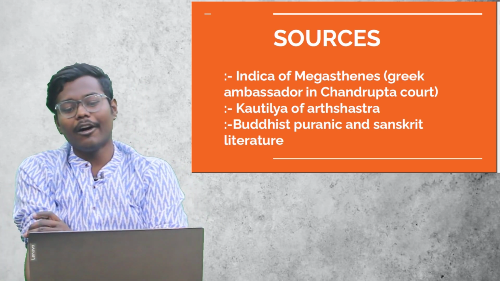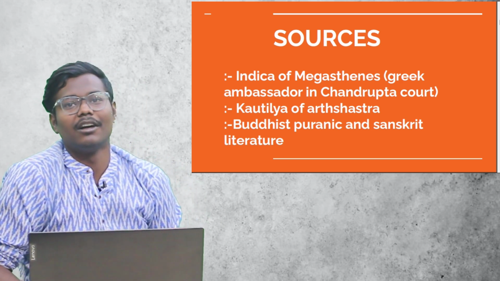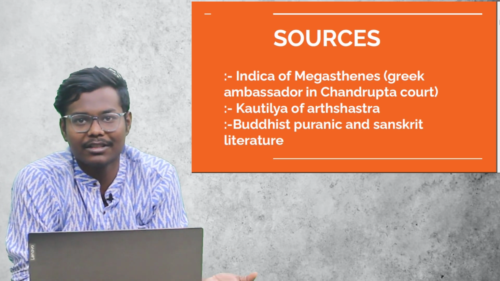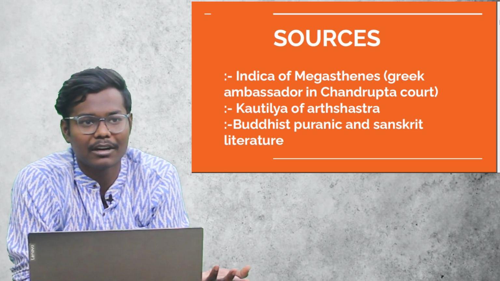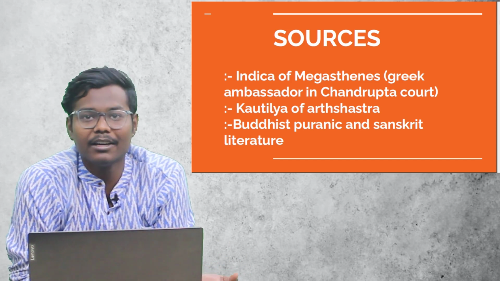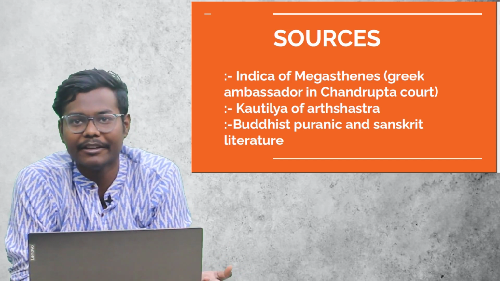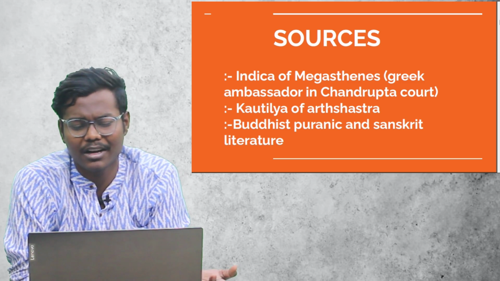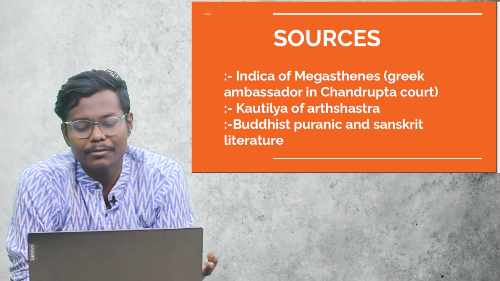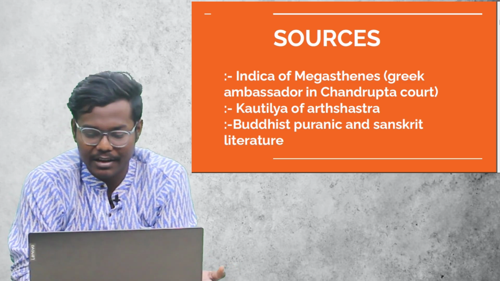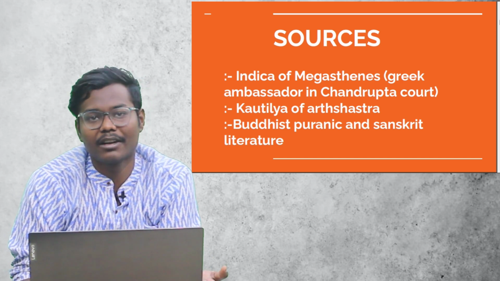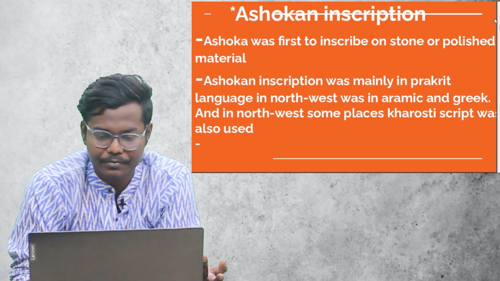Another is Kautilya's Arthashastra. All of us know about Chanakya and Kautilya; both are obviously the same person. And his book Arthashastra also gives a lot of information on administration and other things. Then there is Buddhist, Puranic and Sanskritic literature. From that also we get references to this time.